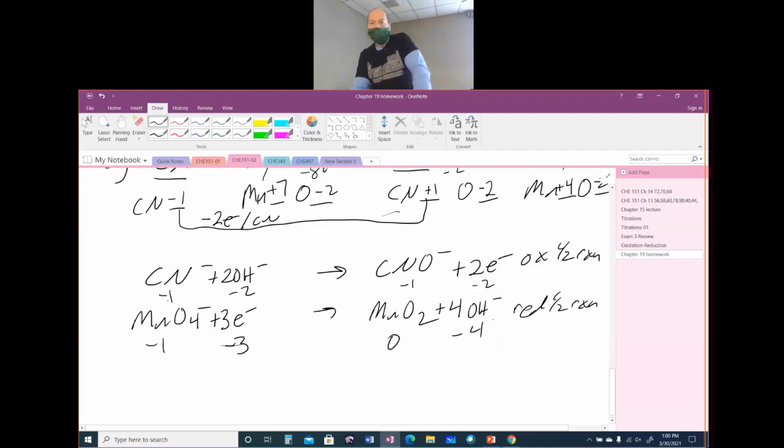Now you balance your hydrogens and oxygens with water. So your oxidation half reaction, you got 2 H's, 2 OH minuses, that's 2 H's. And so you need 1 H2O to get 2 hydrogens on both sides. Check your oxygens. You have 2 oxygens from your 2 OH minuses. You have 1 O from your CNO, and you have 1 O from your H2O. You have 2 oxygens on both sides. You have a balanced oxidation half reaction.